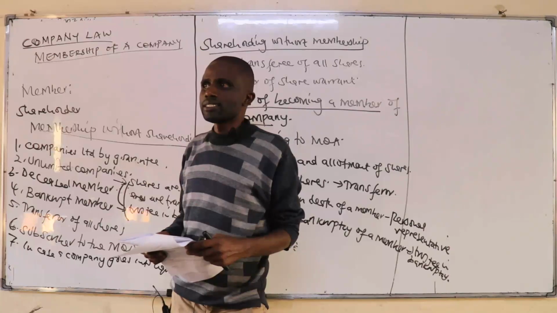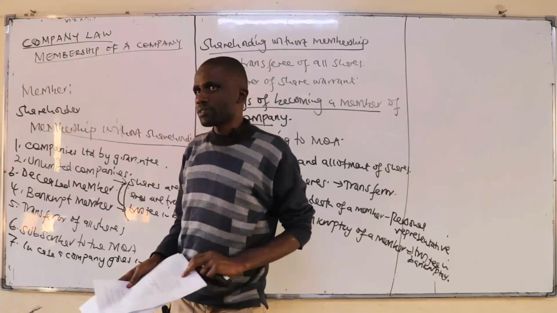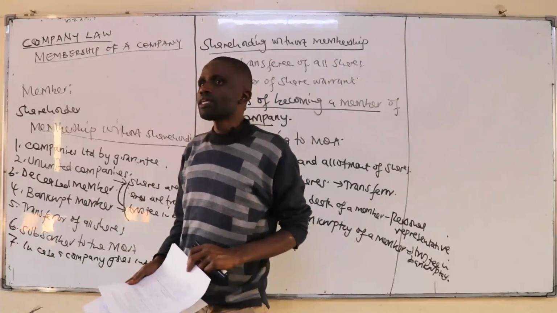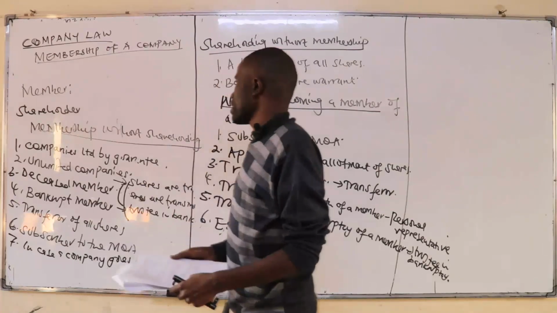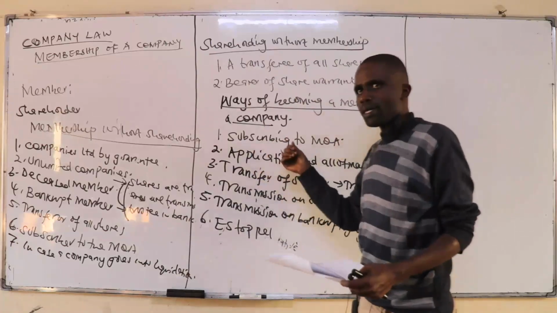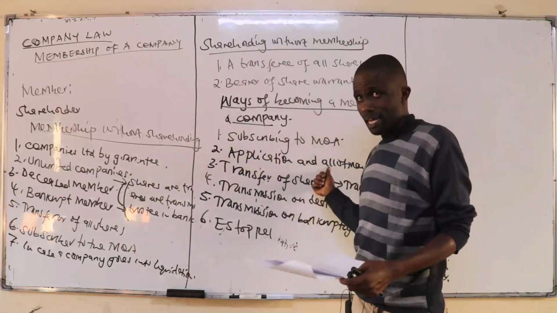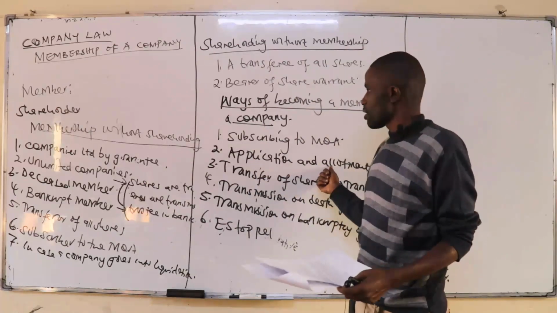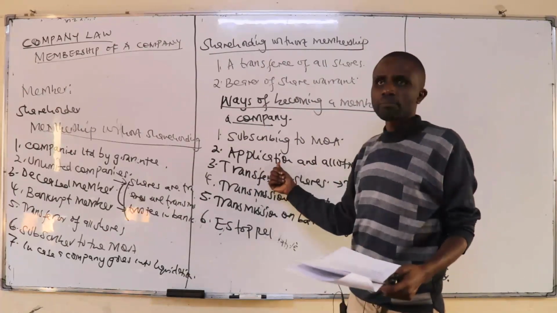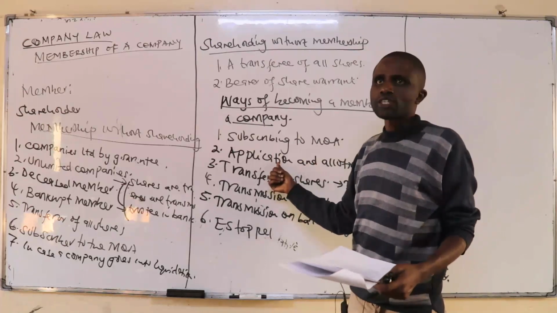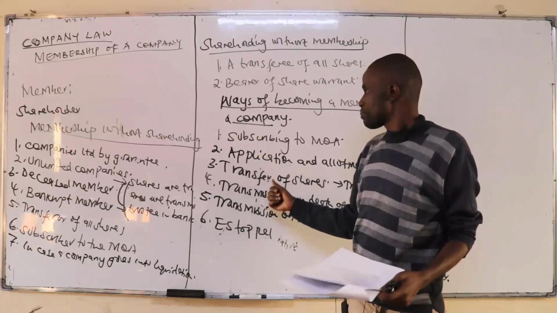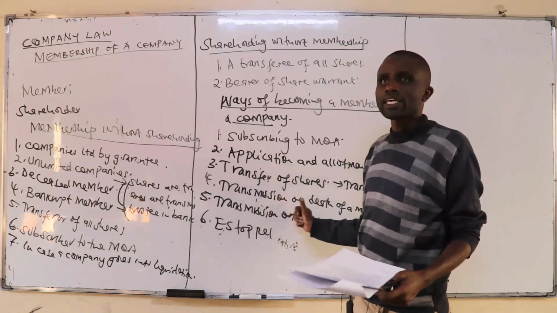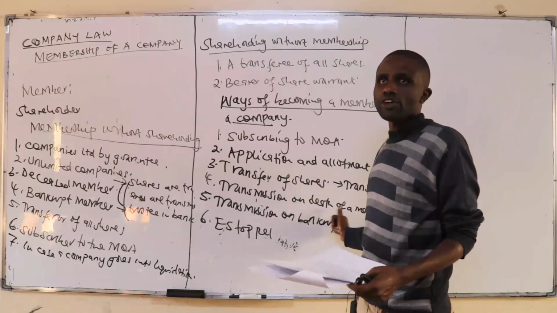So now after the company has been formed, the promoters have subscribed to the memorandum of association. If they want to increase more members, they want to have more members into the company. One is subscribing to the memorandum, others will apply and be allotted shares in that company. Once you make an application to the company and shares are allotted to you, at one point you will feel that you want to transfer some of your shares. Some people will die and they have their shares transmitted to their personal representative.